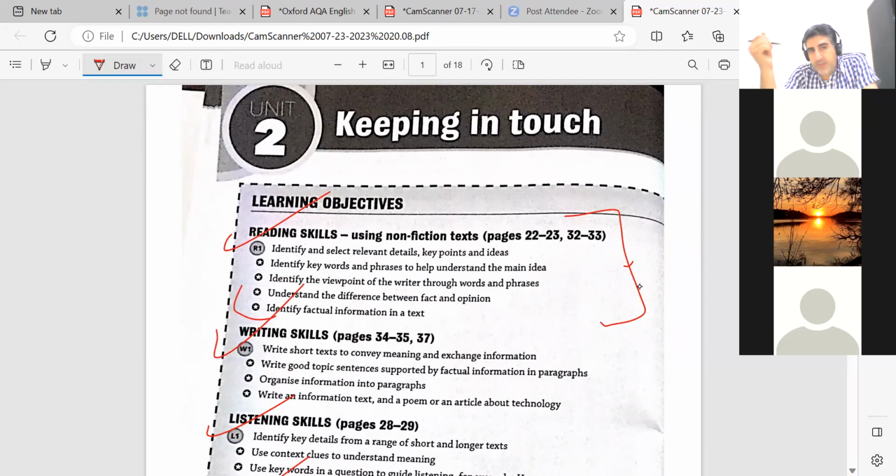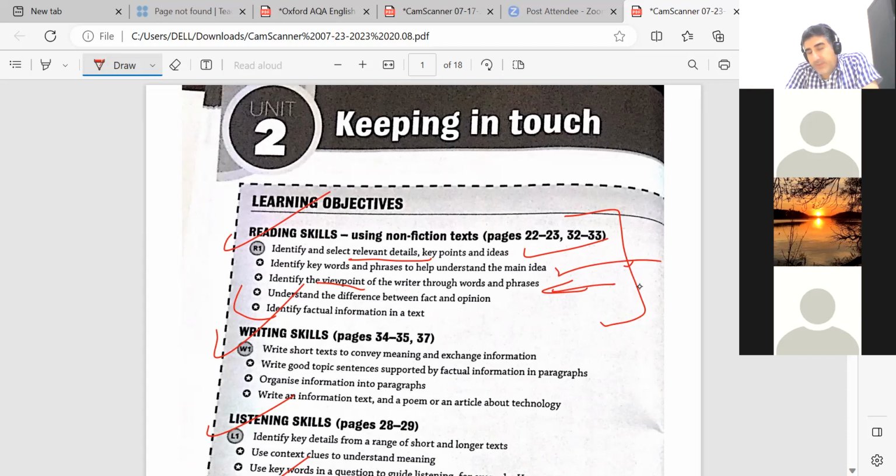Okay, so identify and select the relevant details, key points, and ideas. Identify keywords and the phrases to help understand the main idea. Identify the viewpoint of the writer through words and the phrase. This is new. So in our reading practice in unit 2, you should be familiar with the feelings of the author. How does he feel? Is he happy? Is he sad? And why?